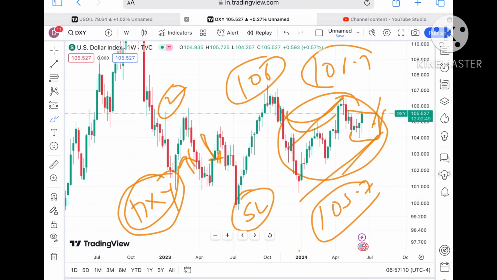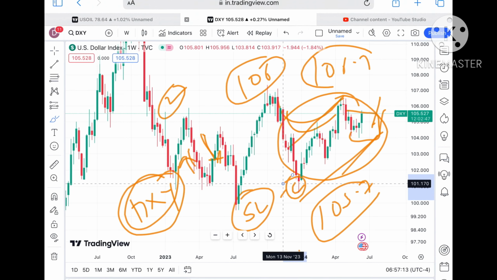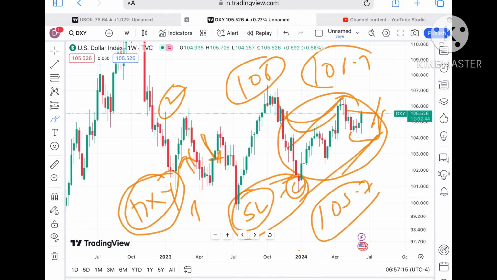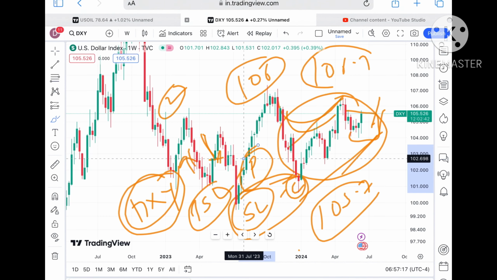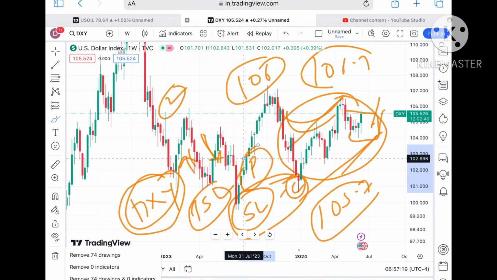So always try to set your SL, because the market is always uncertain. Okay, and once you start in profit, always try to trail your profit. If you are doing these two things, you can sustain for a longer time.